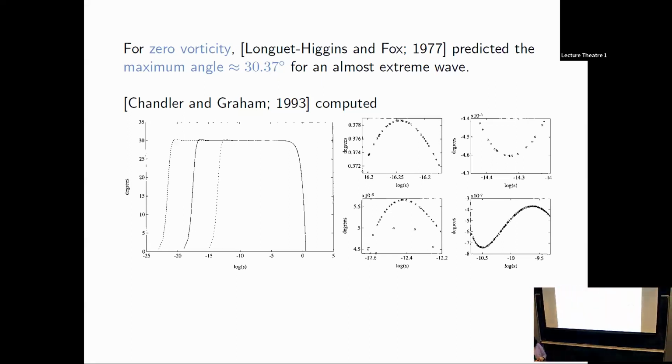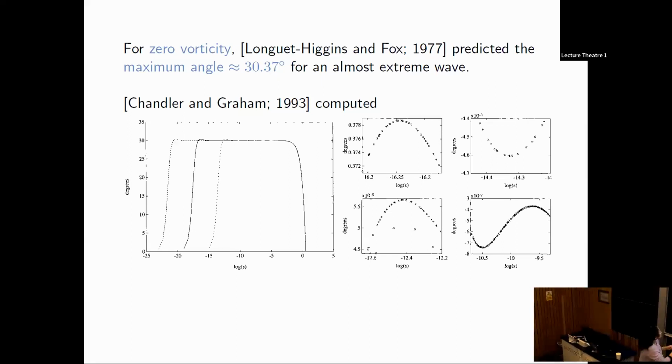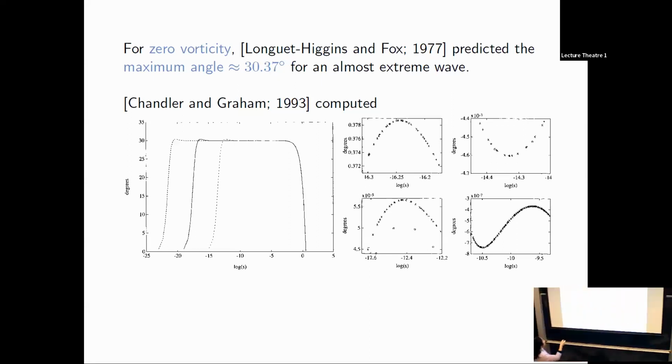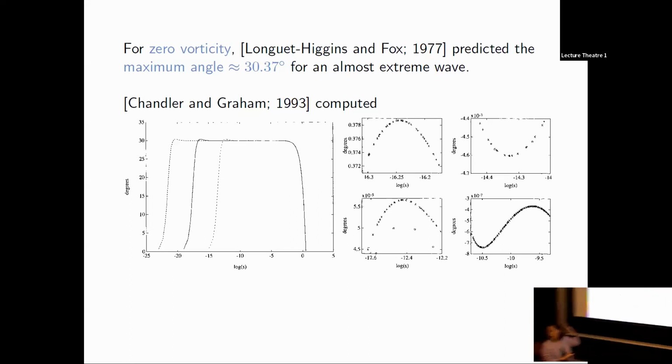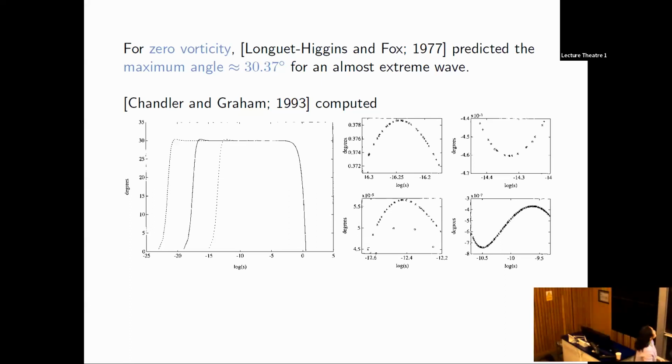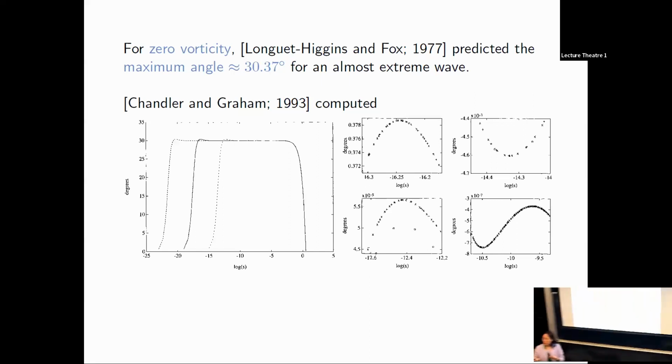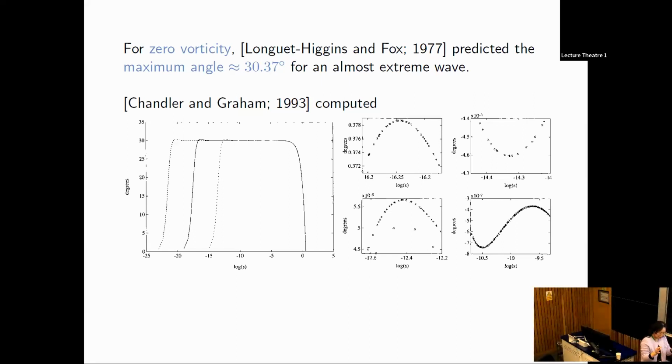Okay? And so now these are the plots of the angle for 3 different almost extreme waves. And as you're marching closer to this line, then you're getting closer to your extreme wave. Okay? So what you're supposed to take from here, of course, these are not yet the extreme wave.